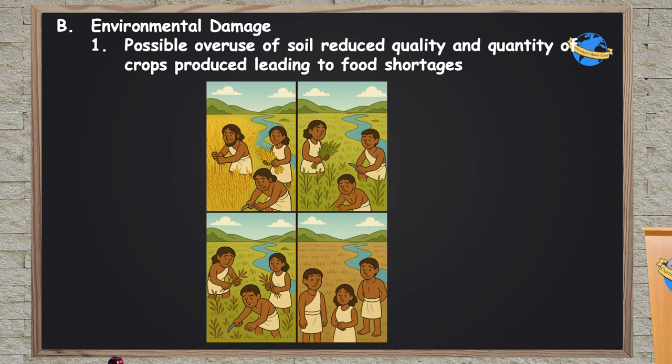Another theory is that the problem could have been more man-made. So as you farm in an area, you use up the nutrients in the soil. Sure, the flooding can bring new nutrients, but that's only in areas that have regular flooding.